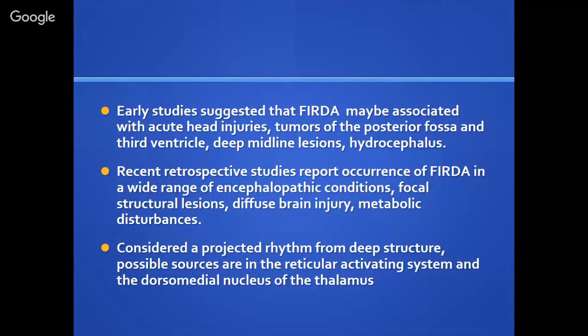Early studies suggest that FIRDA might be associated with acute head injuries, tumor of the posterior fossa, you see? So very far away. Third ventricle, deep midline lesions, hydrocephalus. Occurrence of FIRDA in a wide range of encephalopathy, including focal structural lesions, diffuse brain injury, metabolic disturbance. Consider a projected rhythm from a deep structure. Possible sources are the reticular activating system and the dorsomedial nucleus of the thalamus.